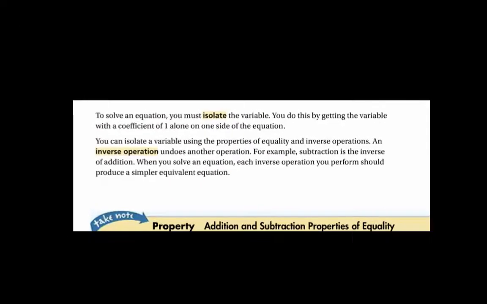To solve an equation, you must isolate the variable. You do this by getting the variable with a coefficient of 1 alone on one side of the equation. You can isolate a variable using the properties of equality and inverse operations. An inverse operation undoes another operation. For example, subtraction is the inverse of addition. When you solve an equation, each inverse operation you perform should produce a simpler, equivalent equation.